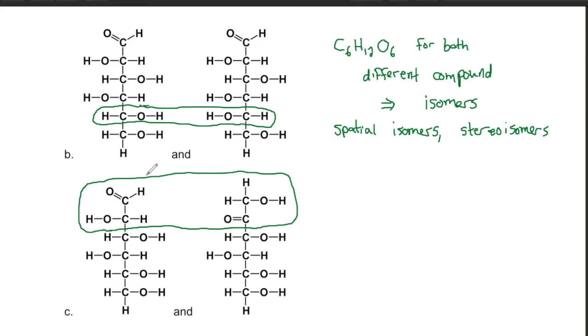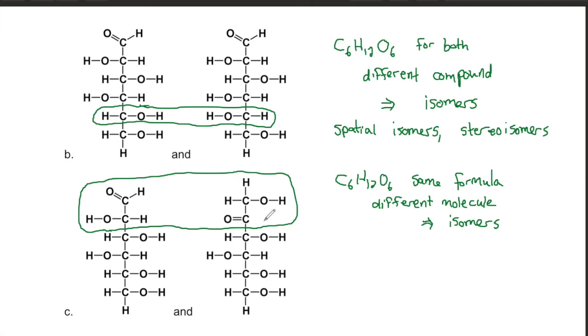All right, for these two molecules, there's a little bit of a difference up on top. The bottom looks the same for both of them. These two are different molecules, different compounds, and yet they have the same formula. Both of these molecules have the formula C6H12O6, but they are different in their structure, and so they are isomers. For this one, the difference is a little bit more than for example B.